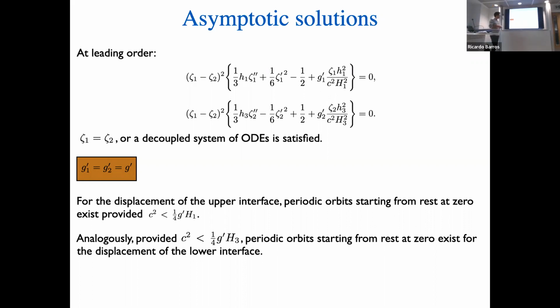So I can do that. I can build periodic orbits starting from rest at 0, provided that my wave speed is below this threshold. I can do the same for the other, and I can prove I can have solutions provided I have that. But I'm only building periodic orbits.